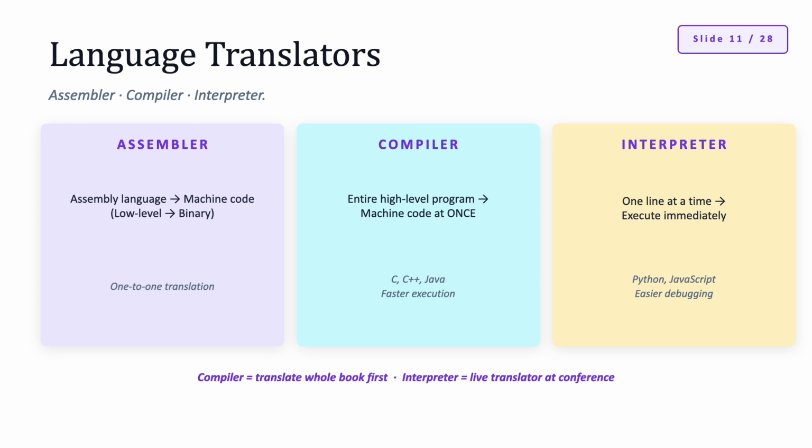A compiler converts the entire high level program into machine code at once, like translating a whole book before reading it. C, C++, Java use compilers. An interpreter converts and executes one line at a time, like a live translator at a conference. Python uses an interpreter. Compiler: faster execution. Interpreter: easier debugging.